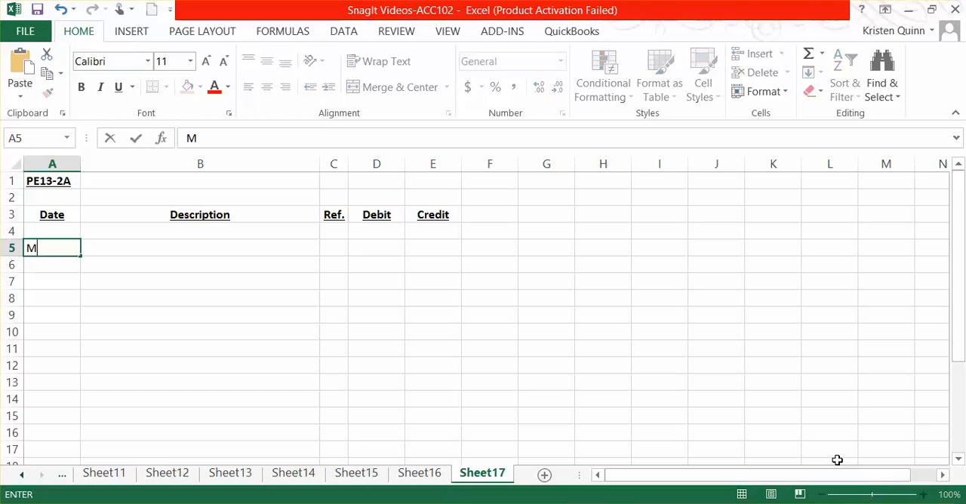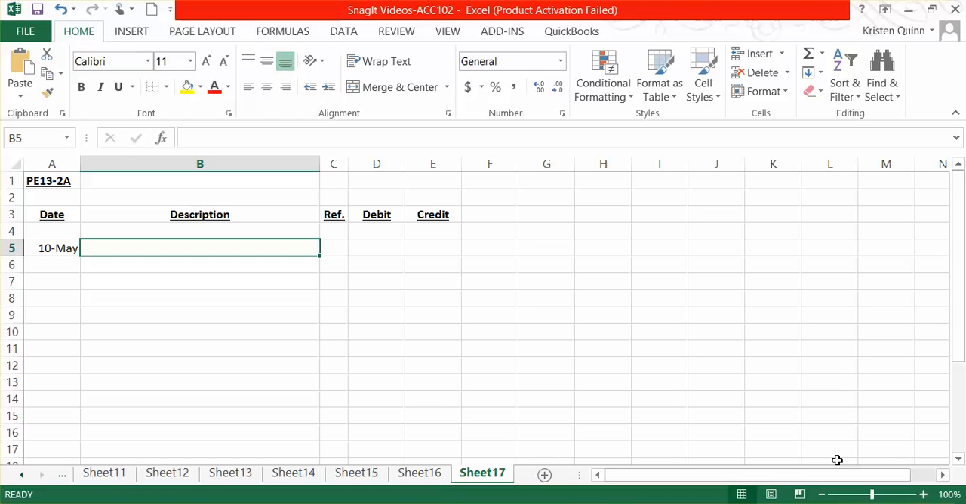So, first entry is on May 10th. On May 10th, the company is issuing 90,000 shares of no par common stock for $42 per share. Although it's no par, meaning that the state the company was incorporated in did not assign a par value, a stated value was assigned of $30. They tell us that we issue it for cash.